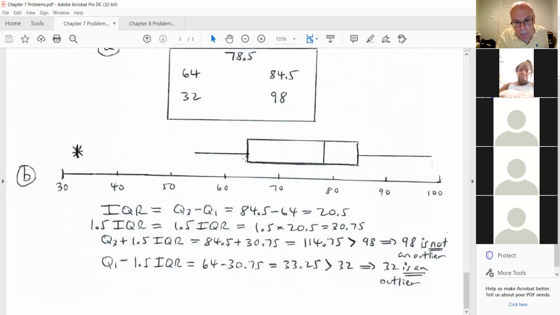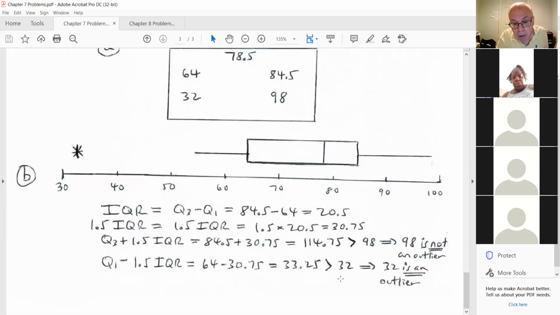Now, we also want to check for small outliers that are along here, that are smaller than the lower quartile. So what do we do? Well, we take that 1.5 IQR, that 30.75, and the recipe says we subtract it from the lower quartile number. In this case, 64. 64 minus 30.75 is 33.25. And what does this mean? If any numbers in the data set are smaller than this number here, which means it's to the left of that number, it is an outlier.